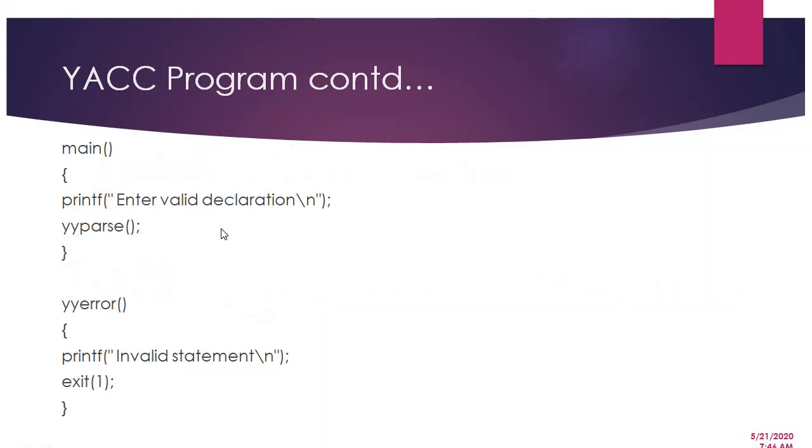This is your user subroutine section. Valid declaration you have to enter, then yyparse is called. It will parse the input. If there is an error, it will print invalid statement. Otherwise, it will print valid statement.